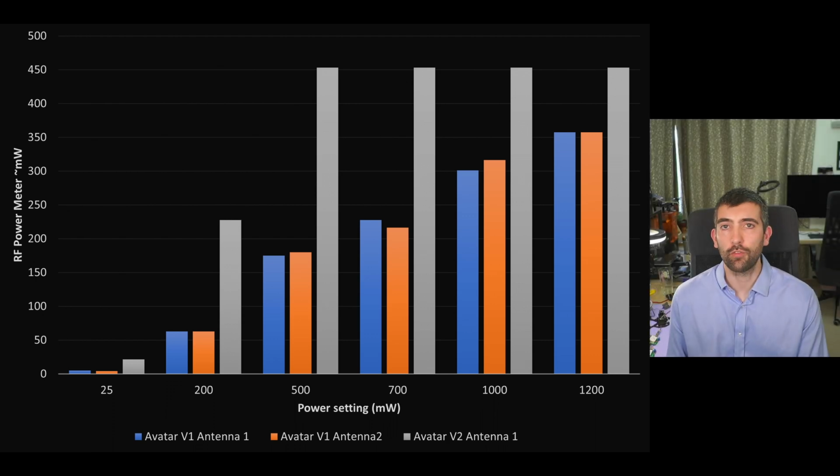We can also see that on the V2 system, the amount of RF output power is actually much better matched to what the mode setting says. So the 25 milliwatt setting actually has pretty much 25 milliwatts of output power. The 200 milliwatt setting has pretty much 200 milliwatts of output power. And the 500 milliwatt setting has 450 milliwatts of output power, and that's as much as they can get out of that amplifier. And then at the higher settings, 700, 1000 and 1200 milliwatts, it's still just 450 milliwatts of output power.